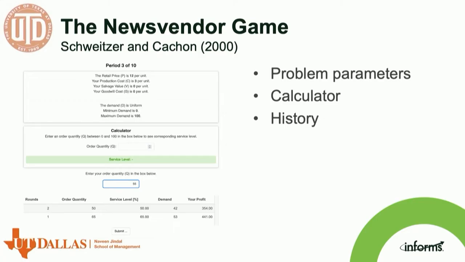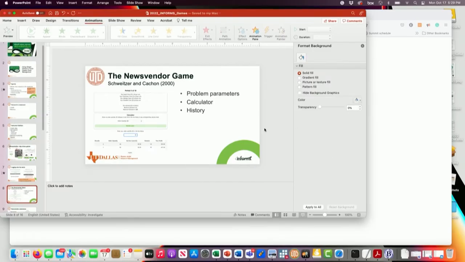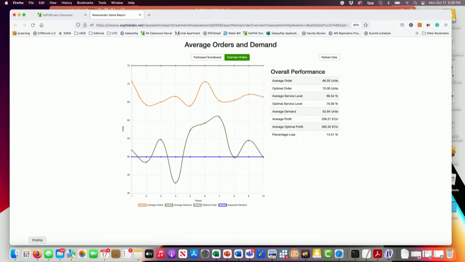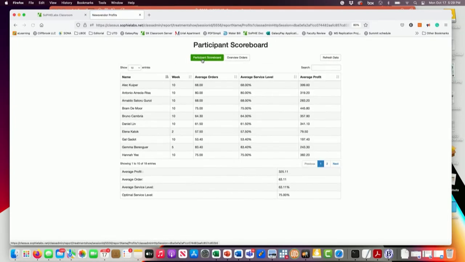Okay, all right. Before I move on, I just wanted to ask if there is a leaderboard, because the motivation for students is sometimes just competition, so I wanted to know if this is included in your games. Yes, there is a scoreboard. So you can sort it by, let me make this bigger.